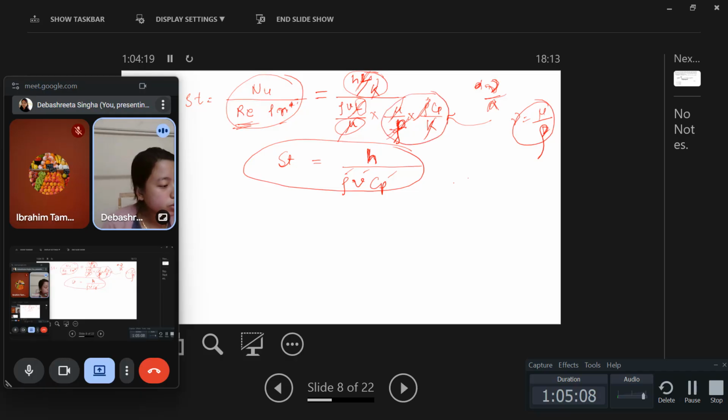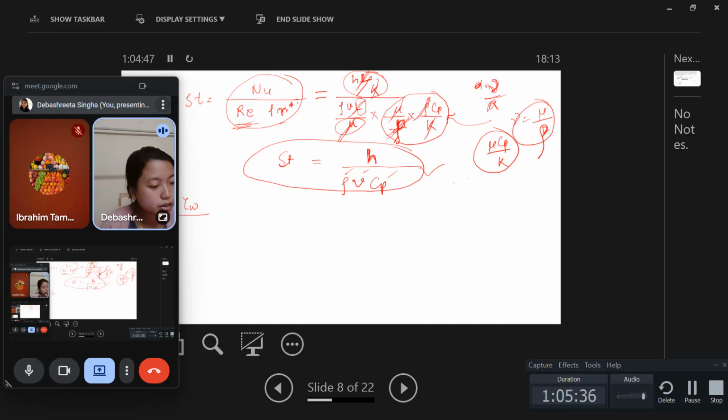So if you break down that, we get this. Now we also directly can write mu Cp by K. That is also Prandtl number only. So rho you can cancel, and then L you cancel, then this mu also you cancel. Then what remains for Stanton number is this H divided by rho V Cp. Now you know all this, so you can directly substitute.